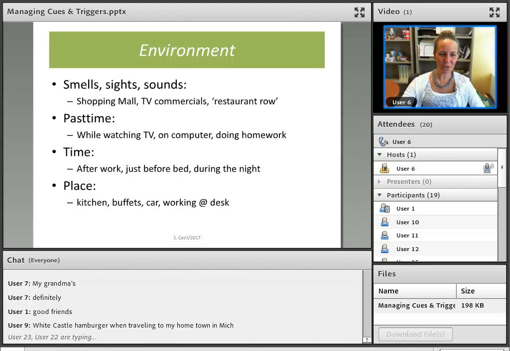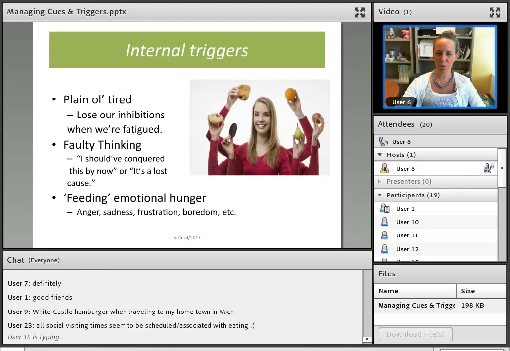White Castle hamburger when traveling to my hometown in Michigan. So yes, these are all great examples, especially with places like White Castle where we may not have access to it regularly or easily, and when we associate it with things like going home and being at home.